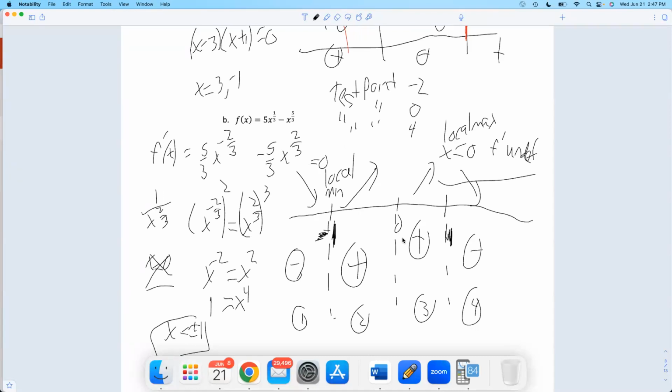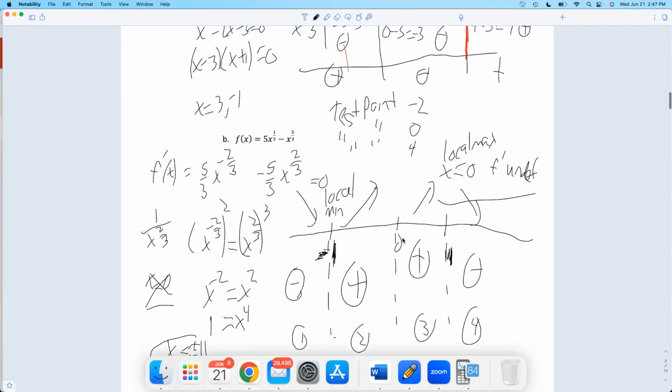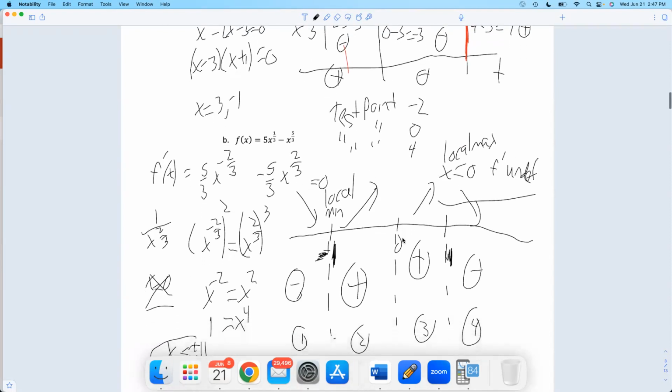Okay, we're not ready for full curve sketching yet. So I'm not going to try to draw the original function, but that's our goal here. That's where we're going with this. We're trying to graph that guy. Okay, that's a good place to stop on this one.